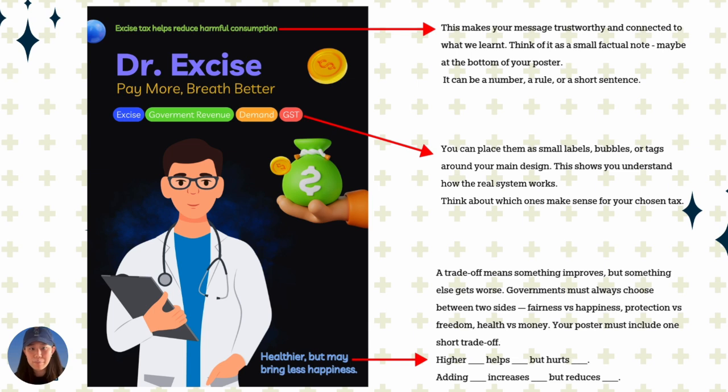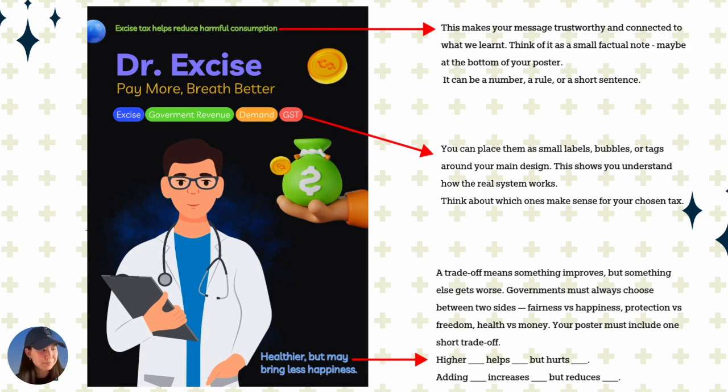So, all right. Before we move into the writing, I want to link back to some details from your poster because that is also part of this assignment. On this slide, you can see a reminder about the labels, bubbles, or text that you could add around your main design. These small labels show how you understand how the real tax system works.